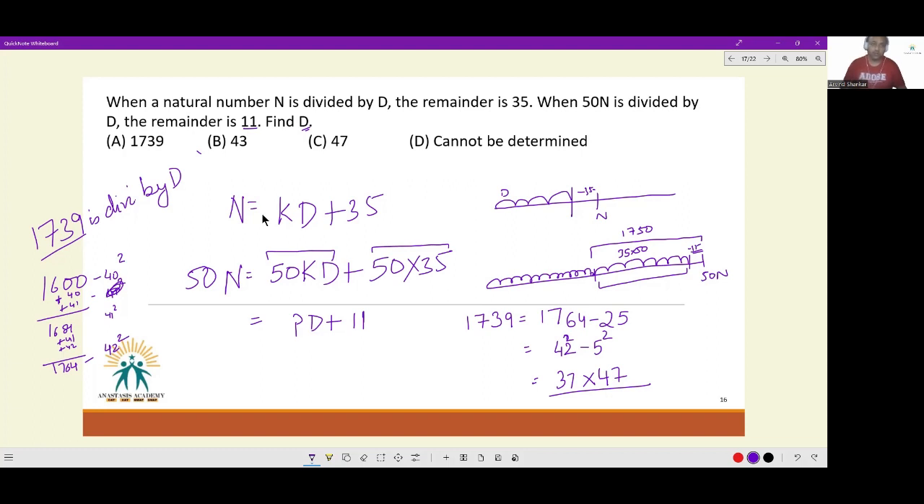Now, coming back to our original question, we knew 1739 is divisible by D. So D is a factor of 1739. 1739 has factors of 1, 37, 47, and 1739. Now, the value of D has to be greater than 35. Can it be 37? Yes. Can it be 47? Yes. Can it be 1739? Yes. So, do we know a precise unique value of D? No. So the answer to the question has to be cannot be determined.